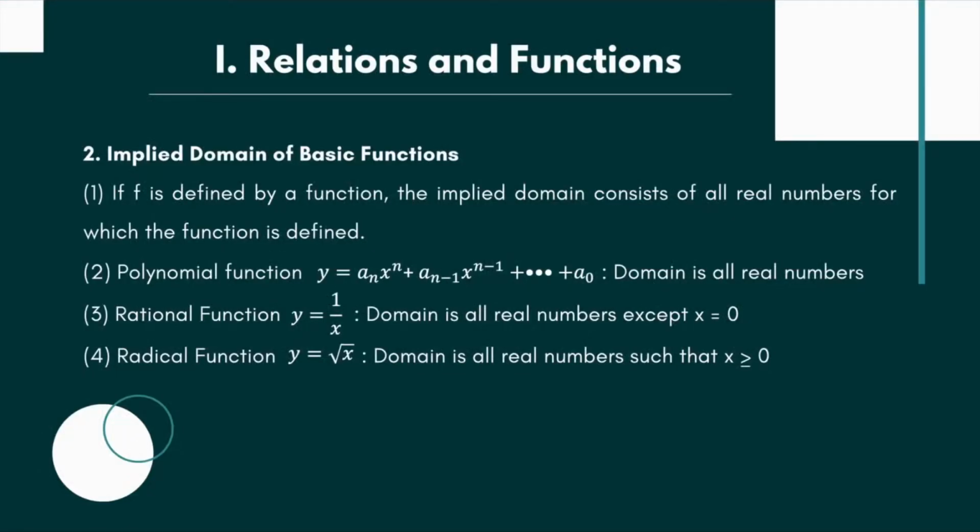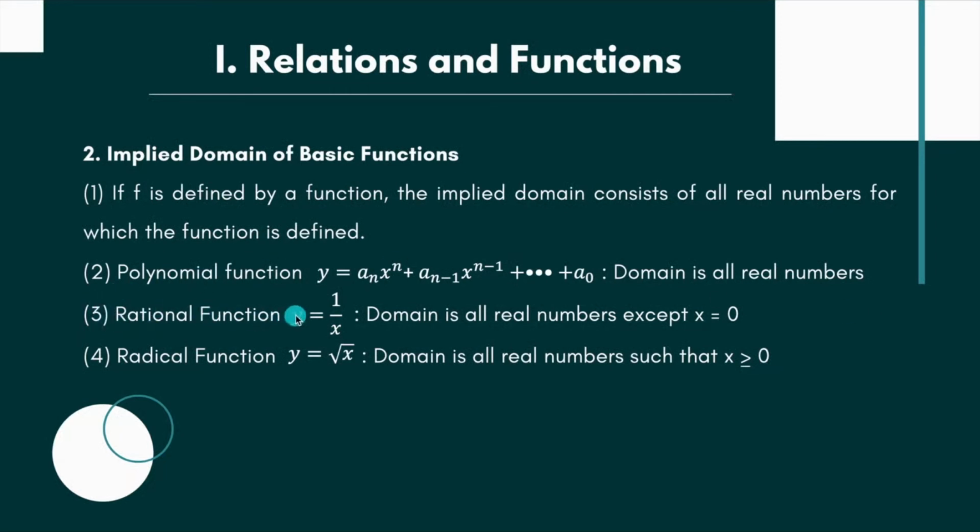Next, we'll be talking about the implied domain of basic functions. First, if f is defined by a function, the implied domain consists of all real numbers for which the function is defined. In a polynomial function, the domain is usually all real numbers, or from -infinity to infinity.